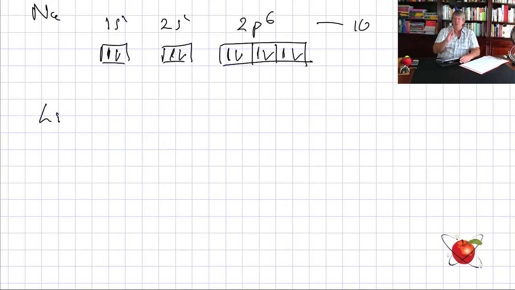Now, let's just go over slightly the other way. Let us look at lithium, for example. All right? Let's look at lithium. Lithium was number 1, 2, 3.